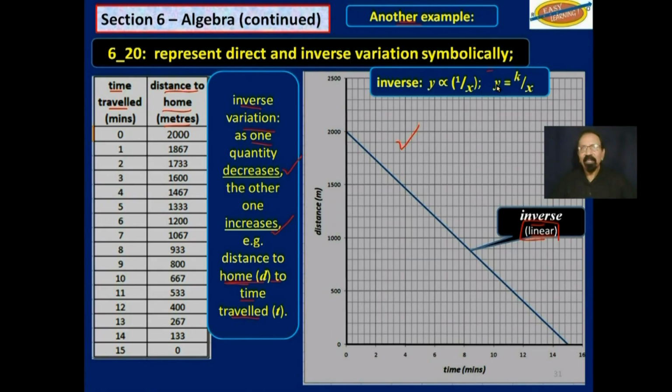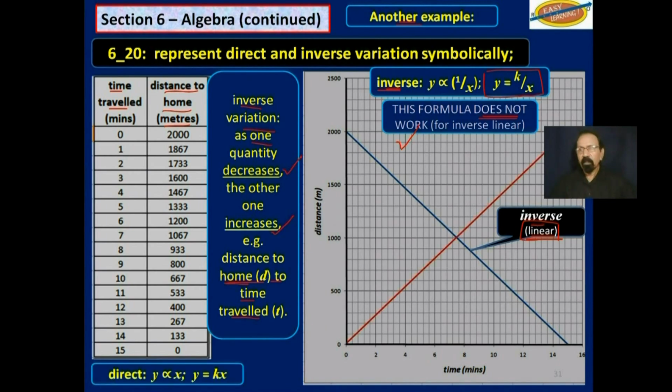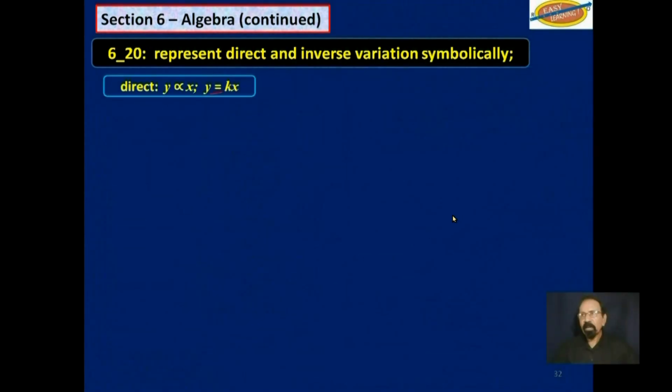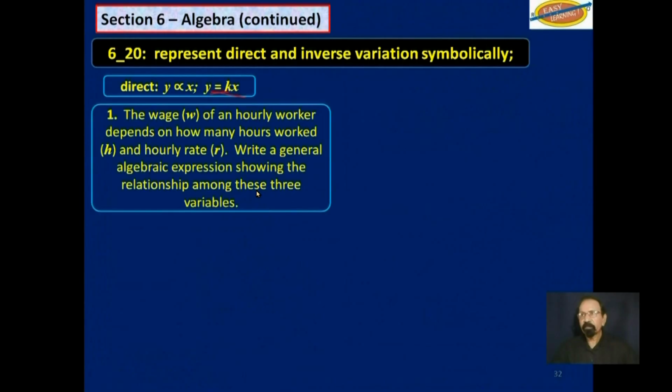And as I said, this formula that we are given here for inverse relationship does not work for inverse linear. And I will explain that later on in this video. If we were going the other way around, distance traveled from home on that red line, then yes, this direct relationship formula that we are given here, y is equal to kx, does work for that direct relationship. All right, so let's look at some more direct relationships.